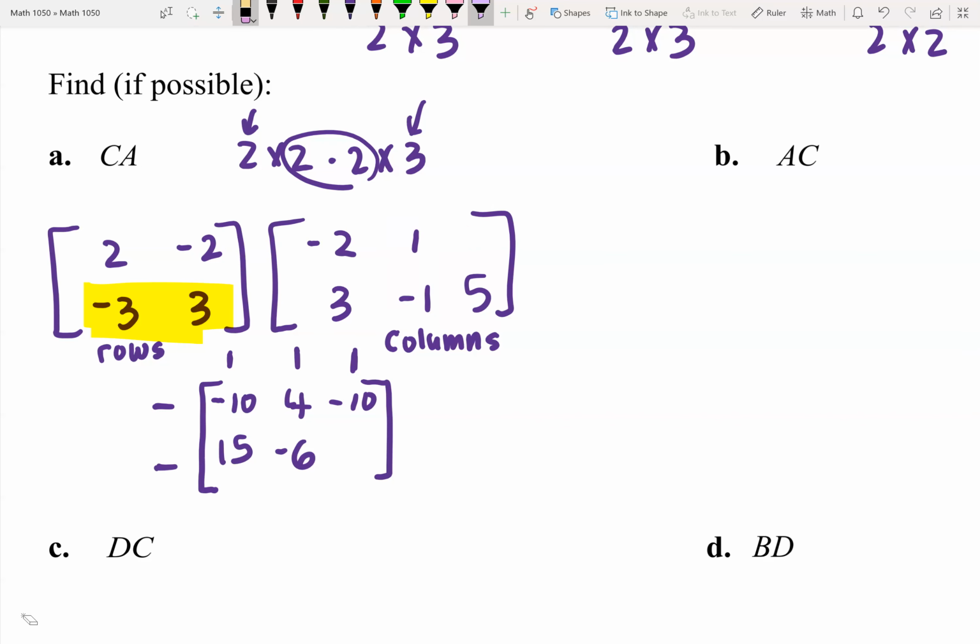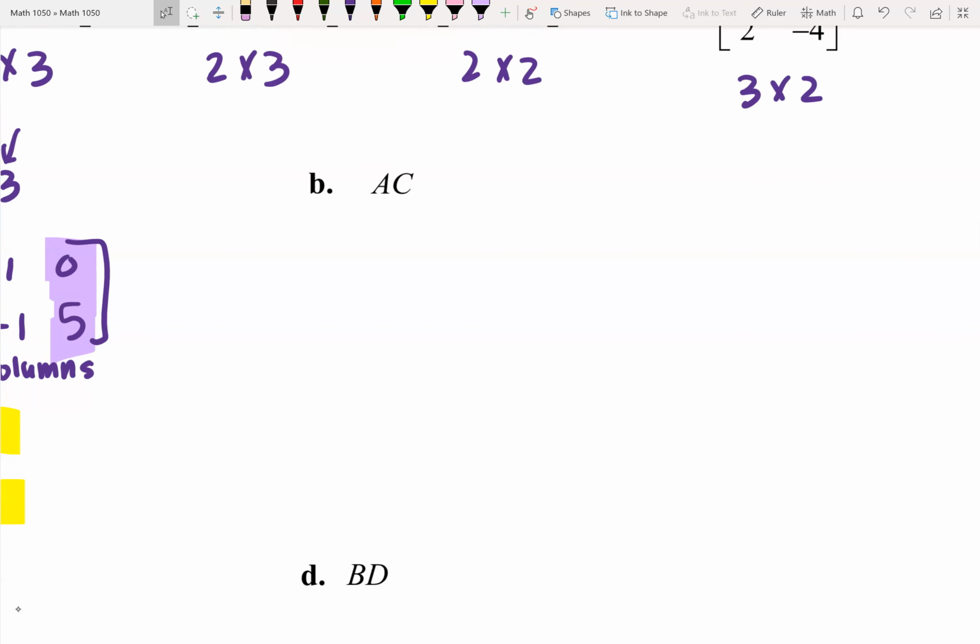And then the last thing I do is change this column here. The 3 comes down. Negative 3 times 0 is a 0. 5 times 3 is 15. My last number is a 15. And there is my answer. Who says gotcha? Let's see. Okay, good. Let's do another one.